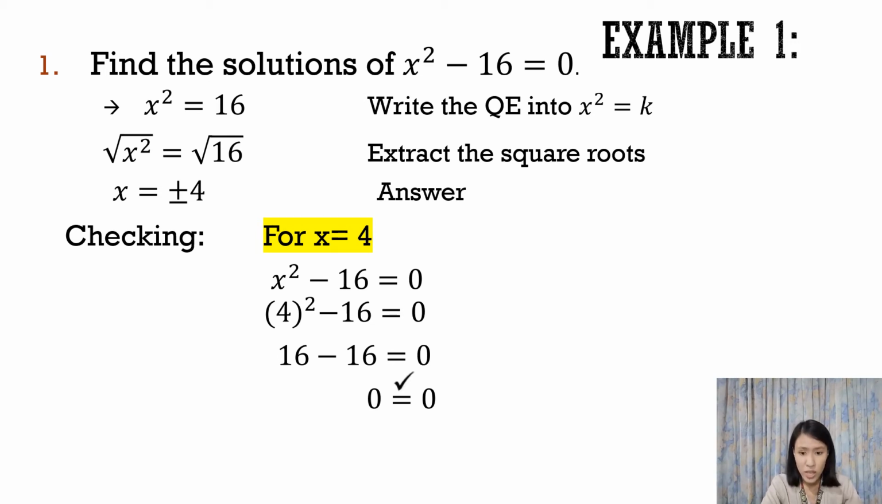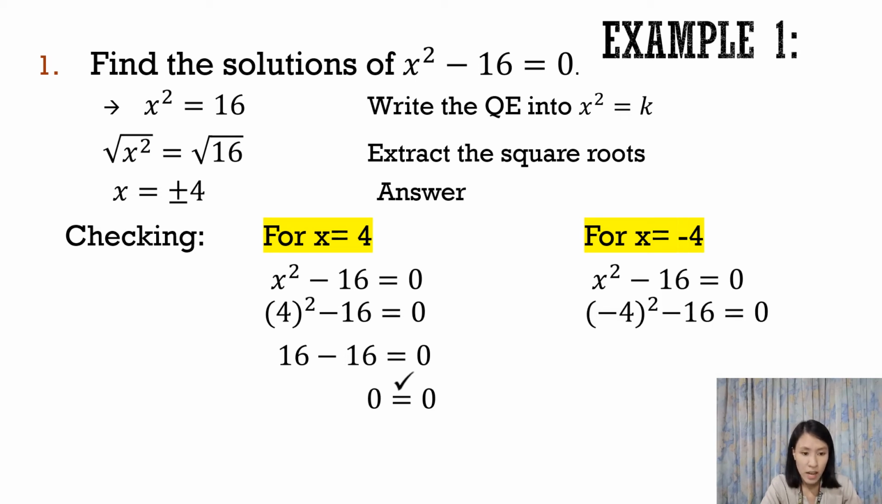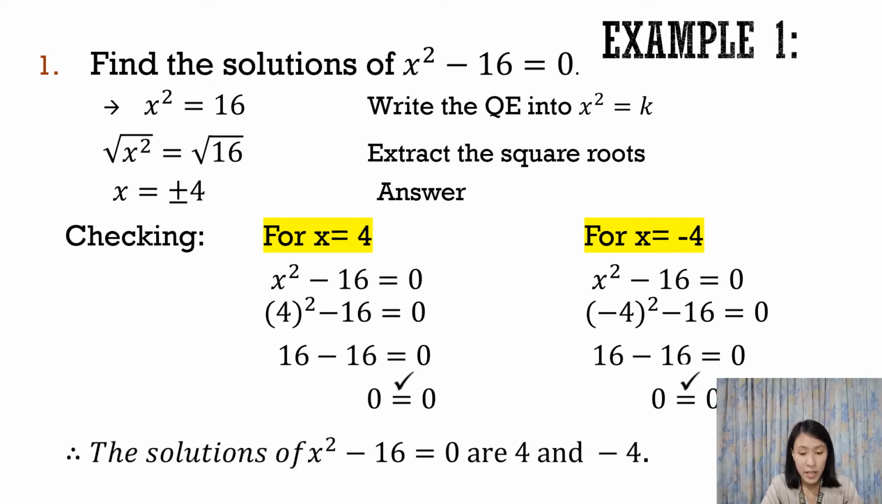Let us try to check our other answer, which is negative 4. Using the given equation, substitute the value of our x, which is negative 4. We will have negative 4 squared minus 16 is equal to 0. Negative 4 squared is 16, minus 16 is equal to 0. So 0 is equal to 0. Since we have checked that our answers are correct, we can say that the solutions of x squared minus 16 is equal to 0 are positive 4 and negative 4.